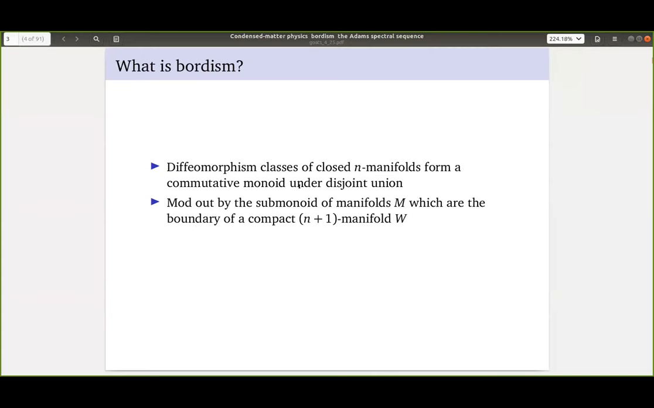So let's take a quotient of all manifolds which bound something of one dimension higher. In order to get something interesting, you have to say that the thing in one dimension higher has to be compact. So we want closed n-manifolds up to an equivalence relation, where if M and N jointly bound a compact (n+1)-manifold, then we consider them the same. The "bor" in Bordism means boundary. Fun fact: what you get out is an abelian group, not just a commutative monoid. It's called the Bordism group and it's denoted Omega_n.